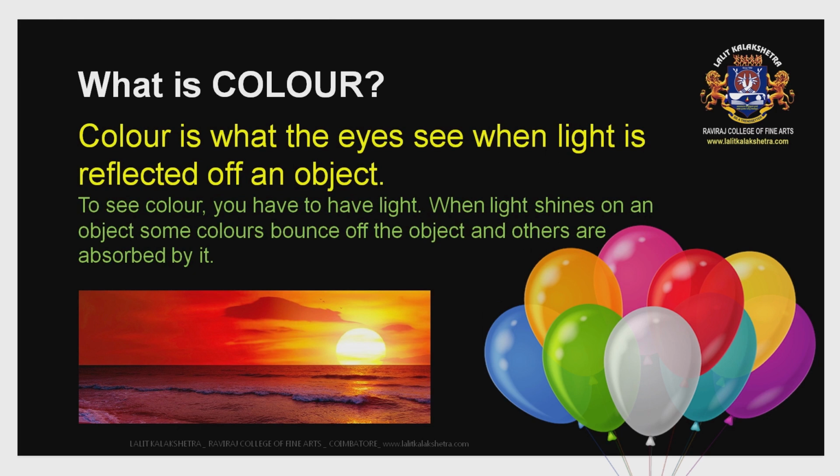What is color? Color is what the eyes see when light is reflected off an object. To see color, you have to have light. When light shines on an object, some colors bounce off the object and others are absorbed by it.